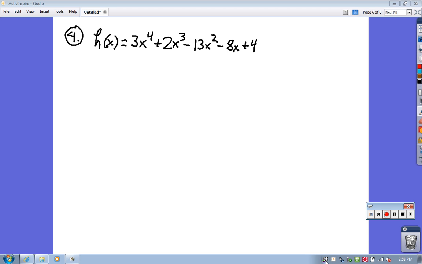This is Math 141, practice test 1, question number 4. We are given this polynomial. We are supposed to find all the zeros.